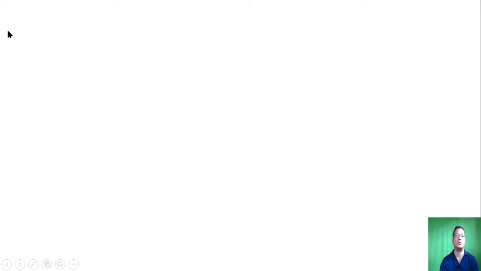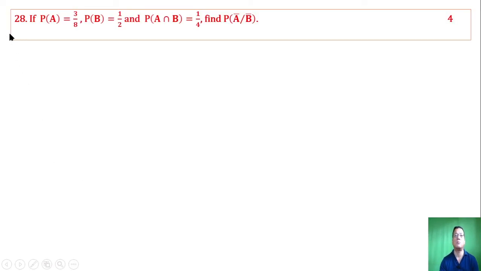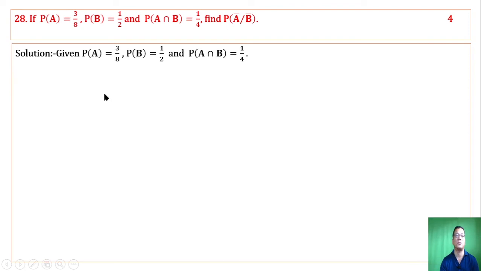Question number 20. If P of A is 3 by 5, P of B is 1 by 2 and P of A intersection B is 1 by 4, find P of A bar by B bar. 4 marks. Given P of A, P of B, P of A intersection B.